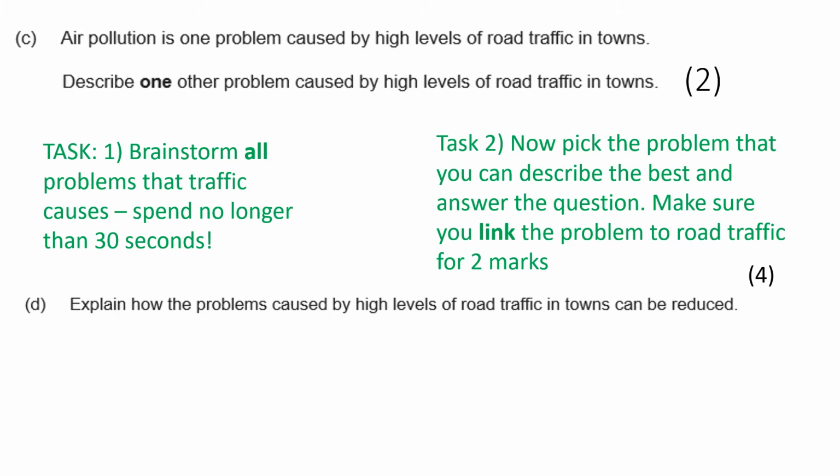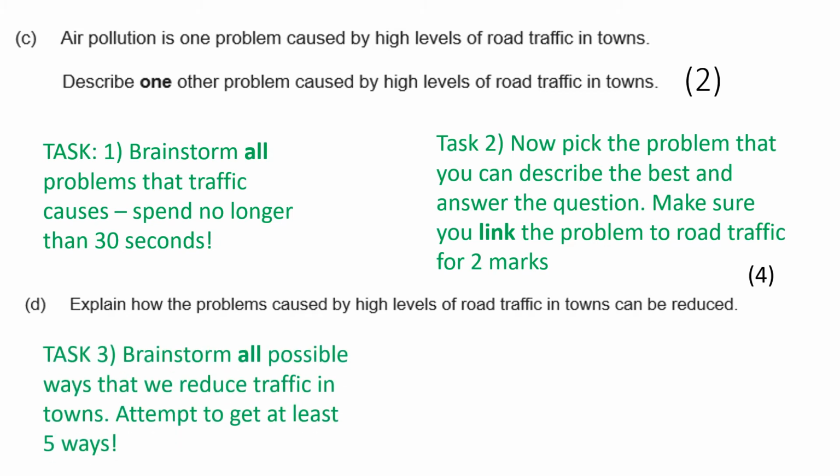Okay, next we're going to have a go at question D. Explain how the problems caused by high levels of road traffic in towns can be reduced. Now, you've already brainstormed all the possible problems caused by high levels of road traffic. So how can we reduce road traffic? Now, again, I don't just want one answer. Right now, I want you to brainstorm all possible ways that we can reduce traffic in towns. Okay, try and get at least 5 things.